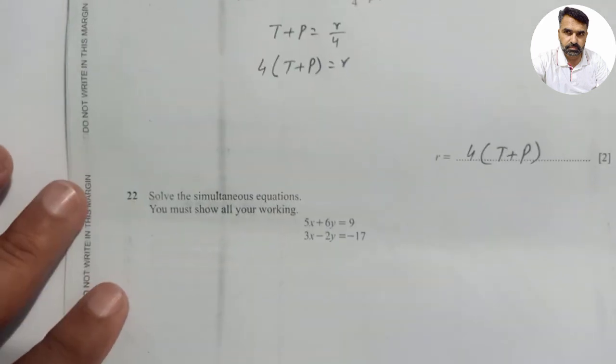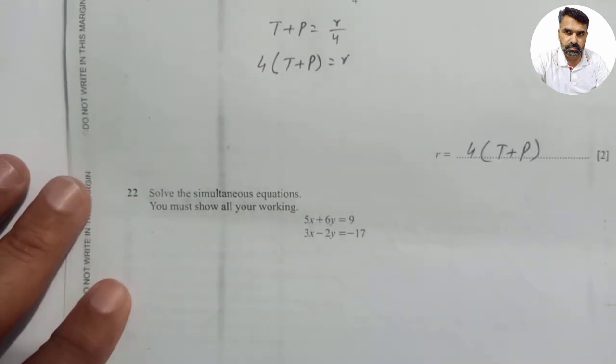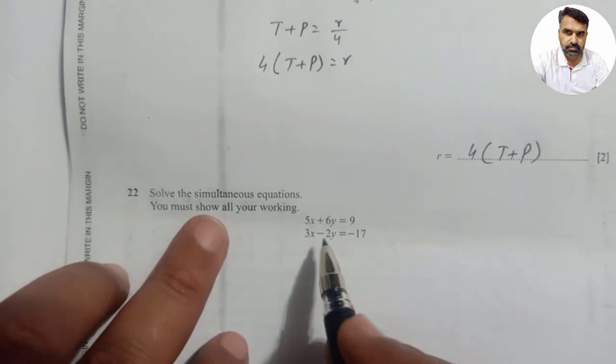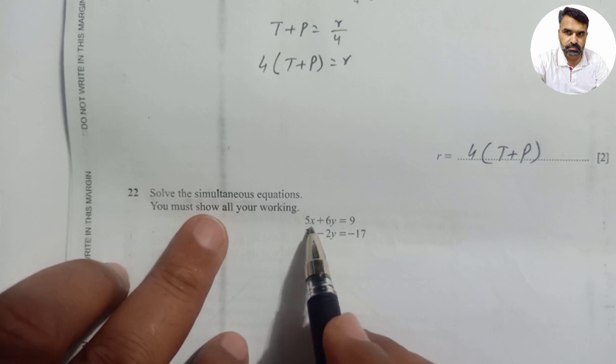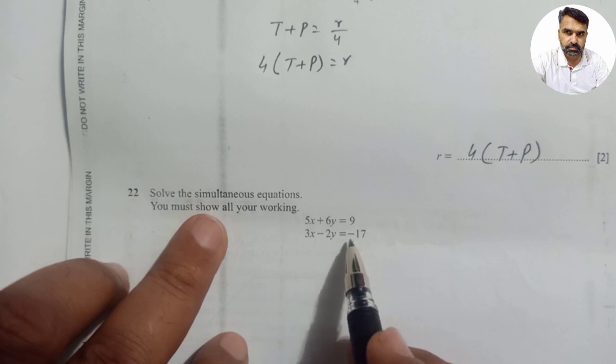Next students, question number 22. Solve the simultaneous equation. You must show all your working. Now students, look at the linear equations: 5x plus 6y is equal to 9, and 3x minus 2y is equal to minus 17.